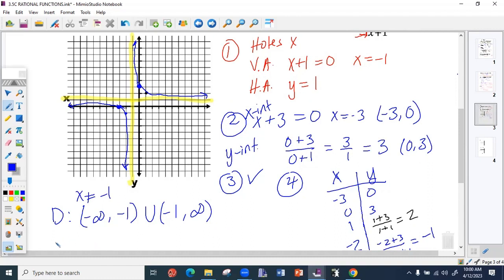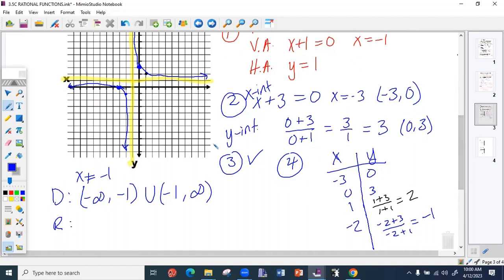On my range, what's going to stop it? Your horizontal asymptote, right? So y cannot equal 1. So therefore, your range is from -infinity to 1, 1 to infinity.